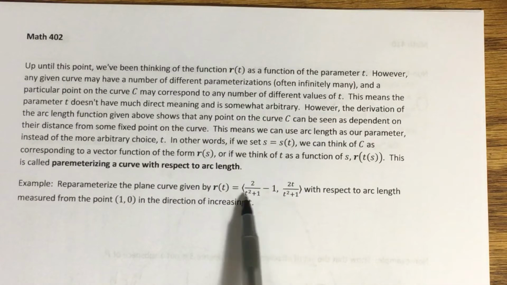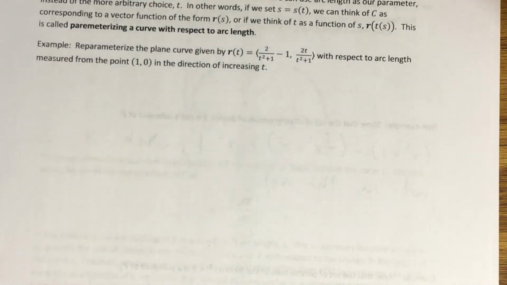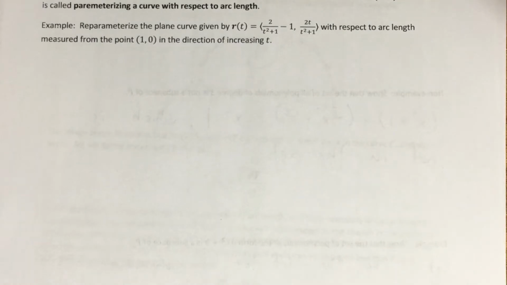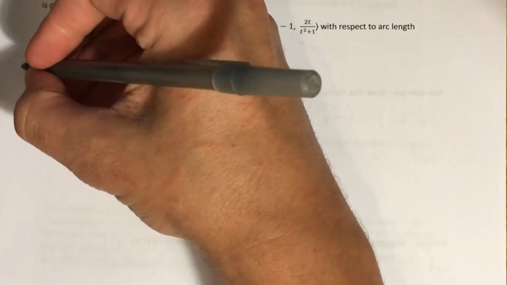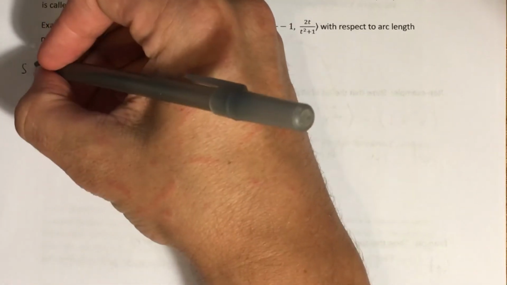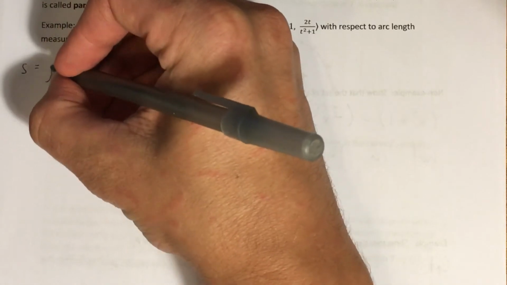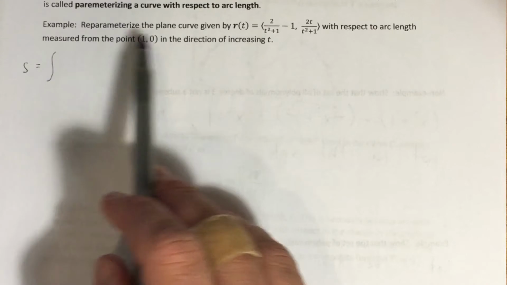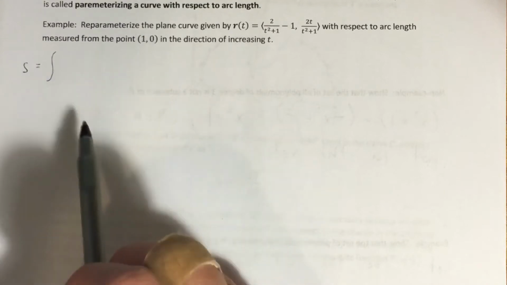Notice right now the vector function is given as a function of t. We would like to turn that into a function of s. That's our goal. So how do we do that? Well, we need to begin by finding our arc length function to get s of t. S, the variable s, which we think of as s of t, is equal to... Now, we want to measure arc length from this point, the point (1, 0).